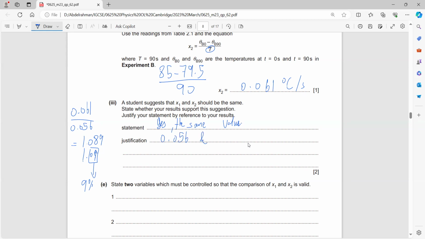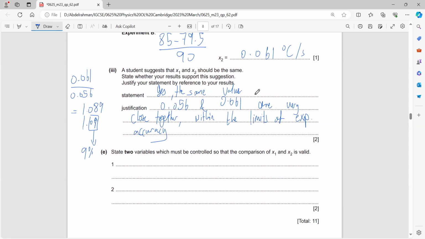0.056 and 0.061 are very close together, and we can say that they are within the limits of experimental accuracy. You have to measure the percentage error.